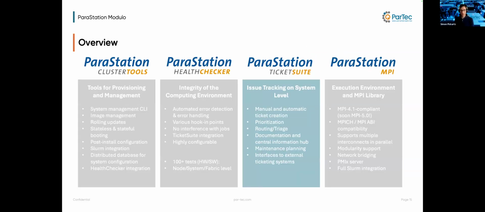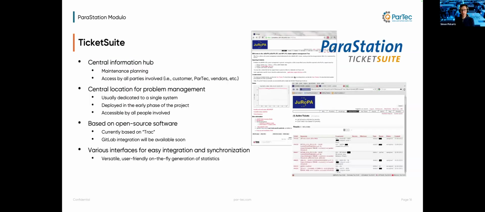The third component is the ParaStation Ticket Suite, which is our solution for providing a central information hub to all parties that are involved in setting up a computing system, but also running and maintaining it during its lifetime. So the idea behind the Ticket Suite is that we provide it to the customer, meaning that this is basically one of the first components deployed at the customer side, so that we can start interacting through this ticket suite already during the setup phase of a system.